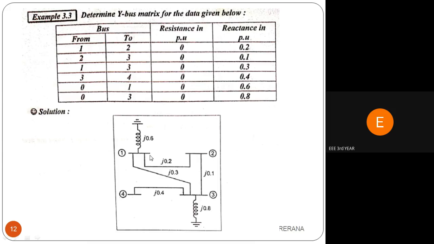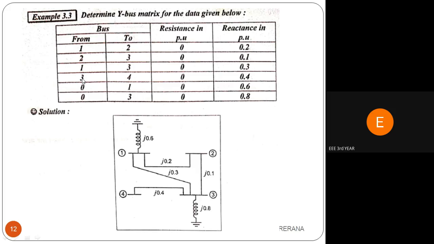I am connecting the first bus with the second bus with an impedance value of J 0.4. And then the second bus is connected with the third bus with an impedance value of 0.1. Their impedance is J 0.2. And think about the next line, that is the first bus is connected with the third bus, and their impedance is J 0.3.